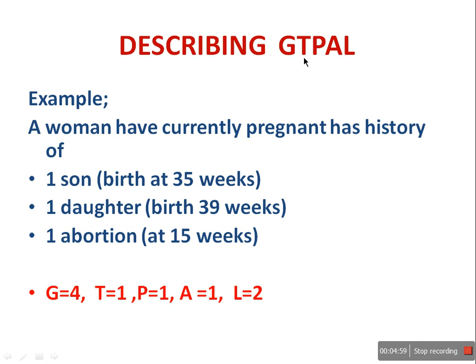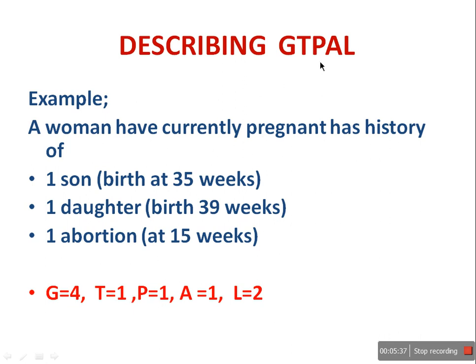Then T means term birth. How many births has she given at term? Term means between 37 and 42 weeks. Here you can see one son born at 35 weeks, which means it is preterm, so it is not included. Then one daughter born at 39 weeks, which is term birth, and one abortion at 15 weeks is not a term birth. So only one term birth, so I note here term birth 1.